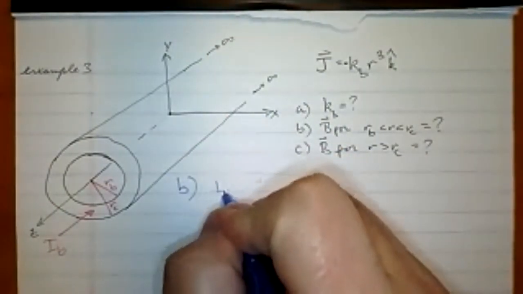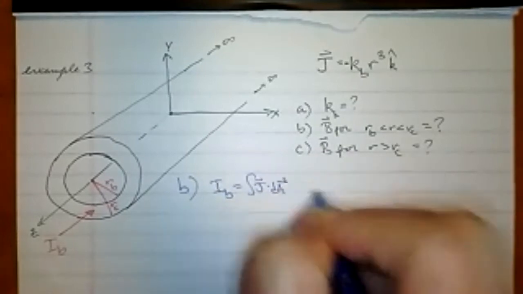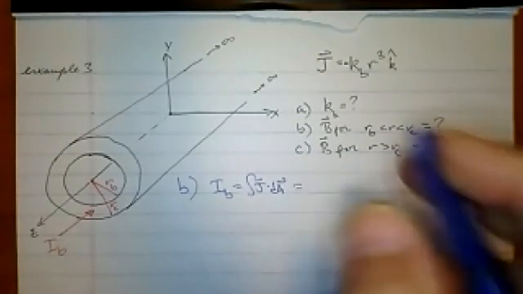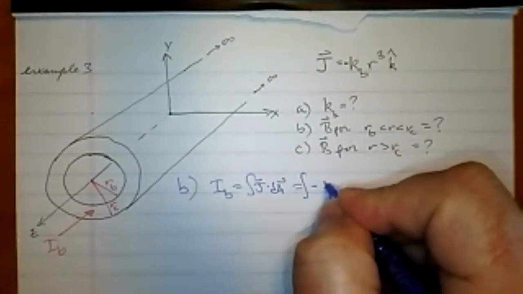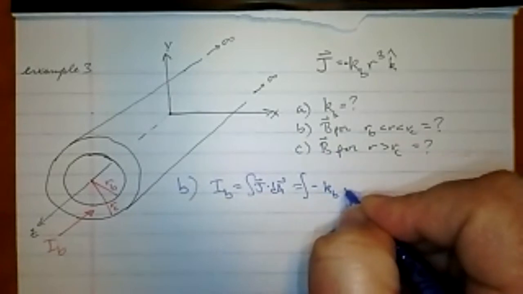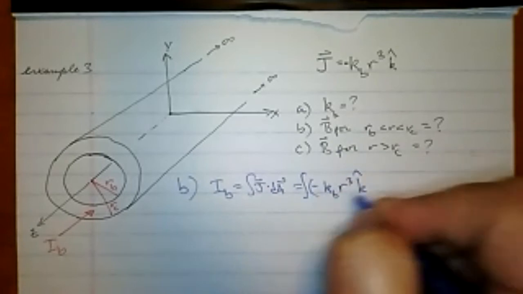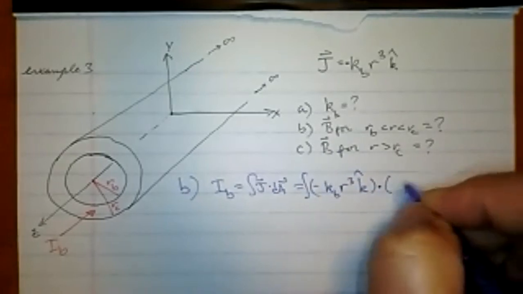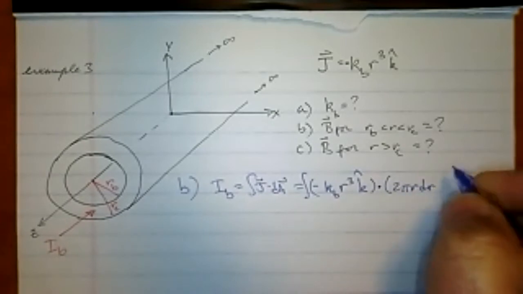So what I know is that IB is equal to the integral of J dot dA. I'm going to use everything like I did before. So my J this time, however, is going to be negative KB instead of KA. And it's going to be R cubed K hat. That's going to have a dot product with, again, 2 pi R dr.